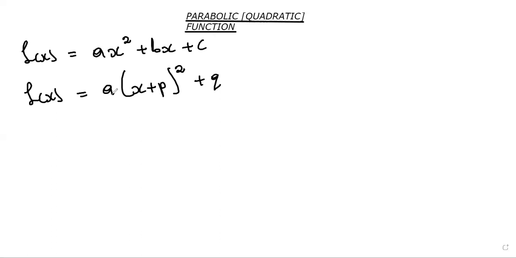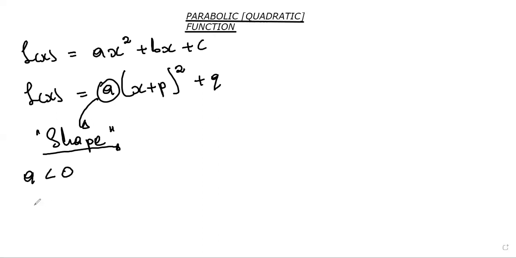In both of these equations, the value of a is going to tell us the shape of the function. That's what you must know. So what do I mean by the shape? If the value of a is negative, then the function is going to be convex. But if the value of a is positive, then the function is going to be concave, like that. That's fine. Then we go to p.